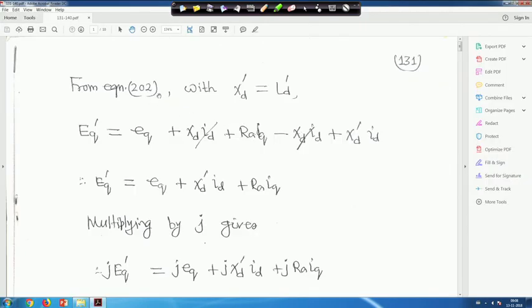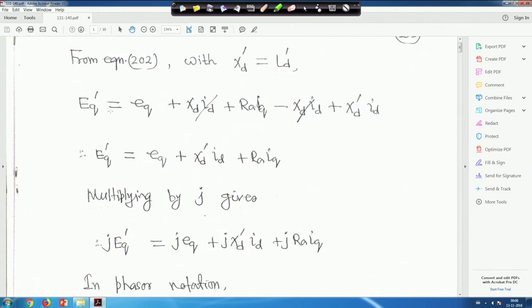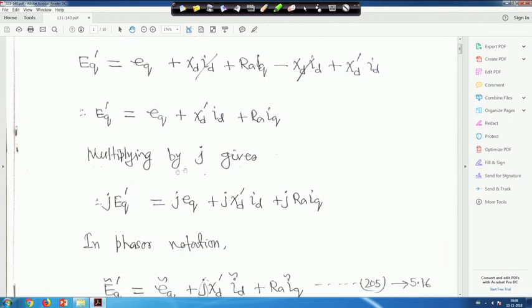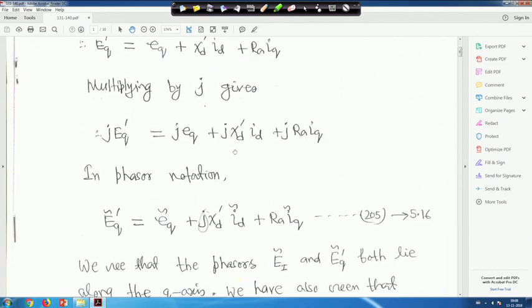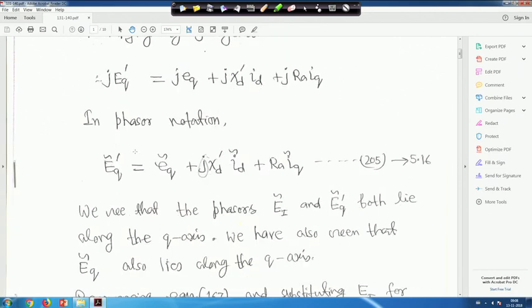So, now from equation 202 with XD dash is equal to LD dash. Therefore, EQ dash can be written as EQ plus XDID plus RAIQ minus XD dash ID. So, XDID and XDID will be cancelled. Therefore, EQ dash will be EQ plus XDID plus RAIQ. Here also, you multiply both sides by J. So, in that case, it will be JEQ dash is equal to JEQ plus JXD dash ID plus JRAIQ, right. So, in phasor notation, from the same philosophy, this J should be there. So, it is EQ dash tilde is equal to small EQ tilde plus JXD dash ID plus RAIQ tilde.